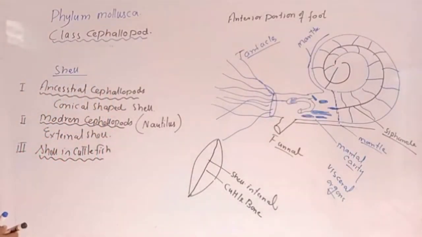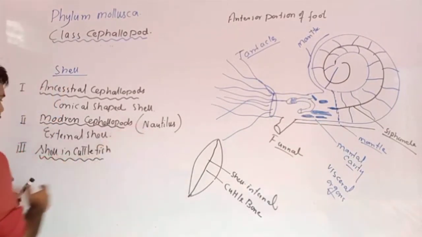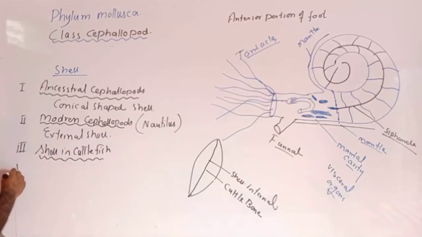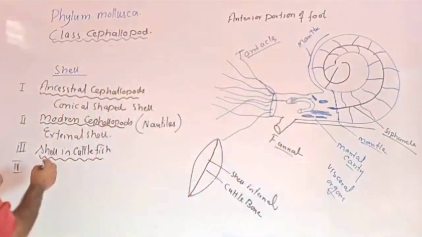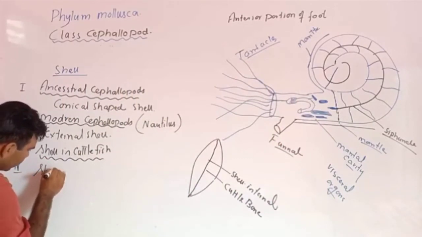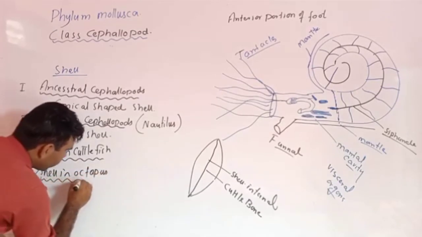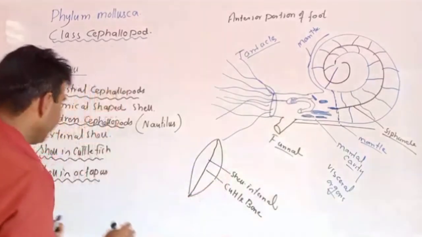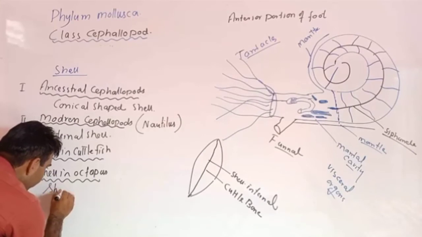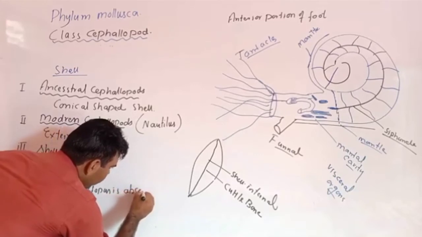Students, we have discussed shell in ancestral cephalopods, shell in modern cephalopods such as nautilus, and now we will discuss, fourth, shell in octopus. When we talk about the octopus, actually also a member of this class, then we can say that octopus has no shell. So that's why we can say that shell in octopus is absent.